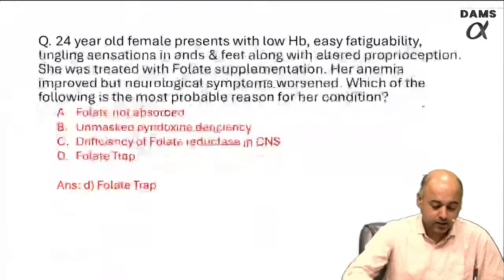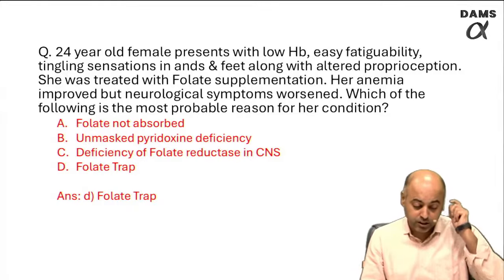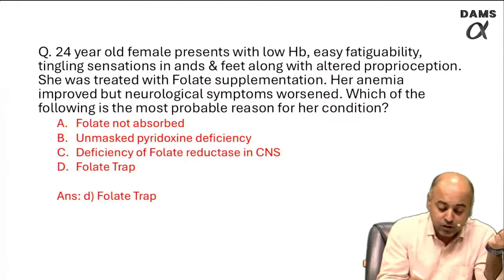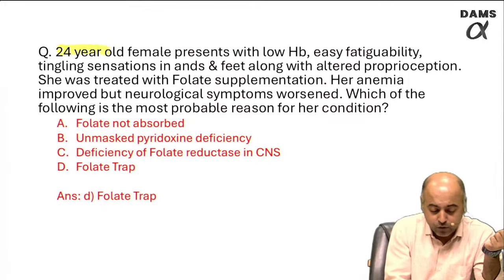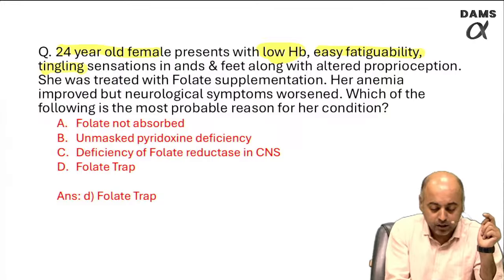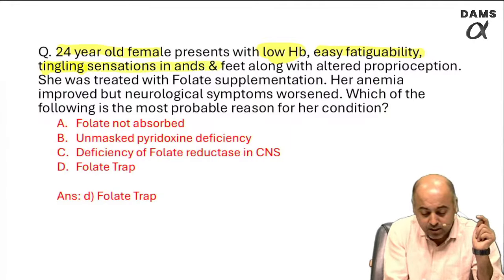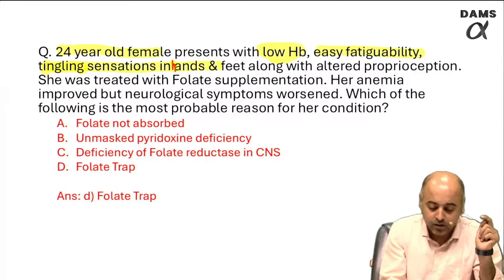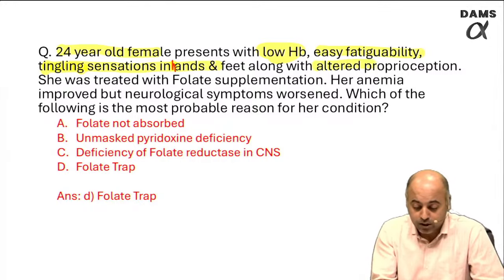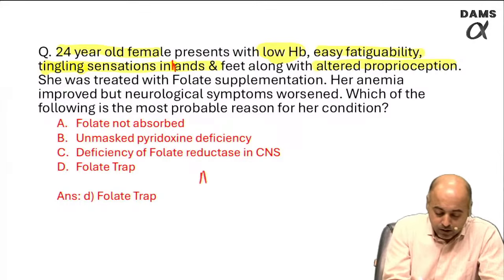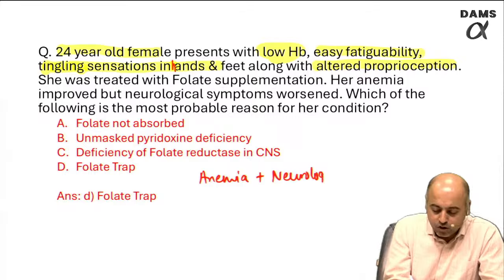Okay, another very important and commonly asked question is about distinguishing between the folate deficiency and the B12 deficiency. In this question, a 24-year-old female presents with low hemoglobin, anemia is there, easy fatigability, and along with that you see the tingling sensation in hands. This is hands and feet, along with altered proprioception. So what you are seeing here are two things. One, you saw anemia, plus you are also seeing the neurological features.